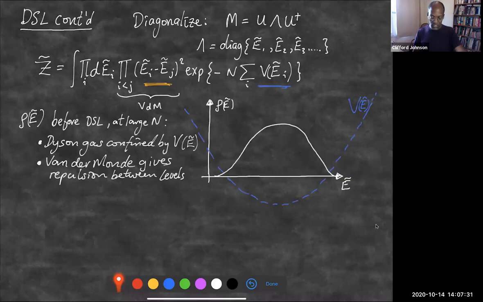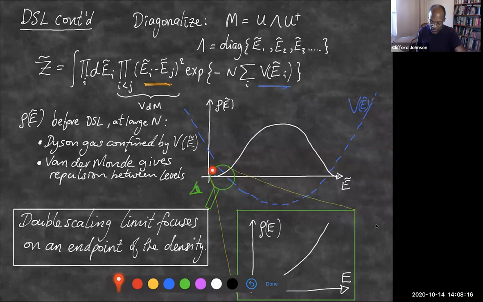This model, often called a Dyson gas, you can think of intuitively as follows. There are essentially two pieces. There's the potential, which has this sort of form like that, which is trying to confine the eigenvalues, exerting a force on them this way. But this Vandermonde determinant is essentially a logarithmic repulsive force between those eigenvalues, which pushes them back out. And so there's some balance between the two that gives you some sort of droplet, which you solve for using these large N techniques. The key point is that the double scaling limit focuses on the endpoint of this eigenvalue density.